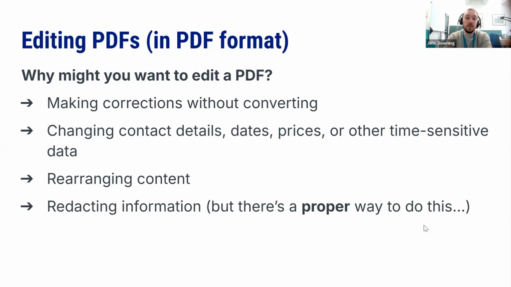But as we can see here, we can make corrections. We can change contact details, dates, prices, and time-sensitive data, perhaps. We can rearrange content in areas. But one crucial thing that we get asked about a lot is redacting information. And there's a very specific, proper way to do this with the tools we're going to show you today. It's not just drawing a black square over the information that you want to redact, because actually you can undo that. There's various tools where people can get that out. So we're going to show you the proper way to redact.